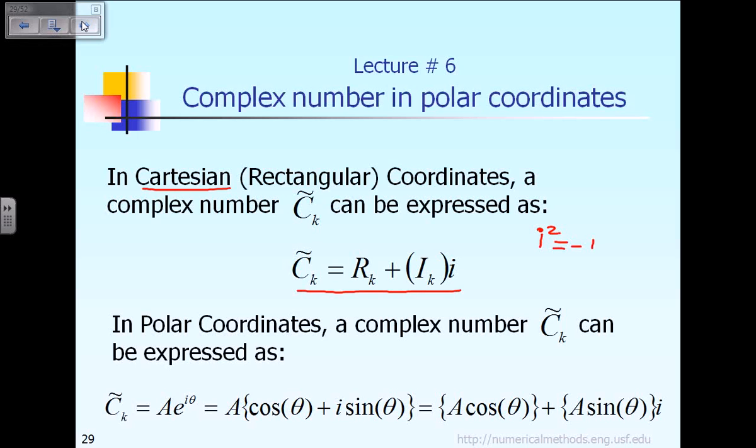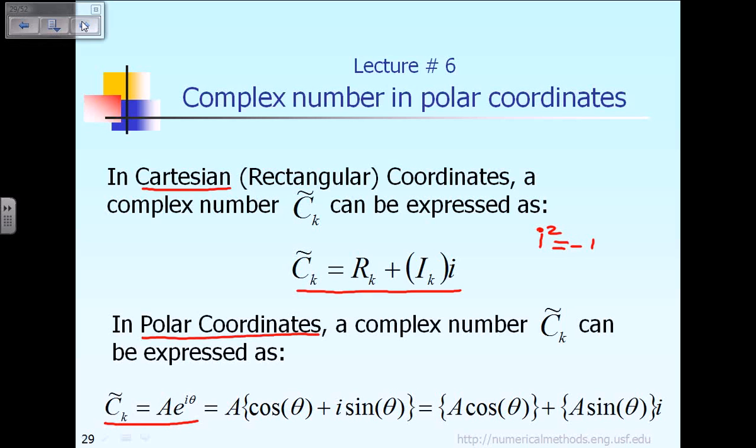However, if we express the complex number instead of in the Cartesian or rectangular coordinate, if we express that complex number in the so-called polar coordinate, then that complex number c tilde k can be expressed as an amplitude, capital A, times e raised to the power i theta. And the angle theta is the angle, or some people call it phase angle.